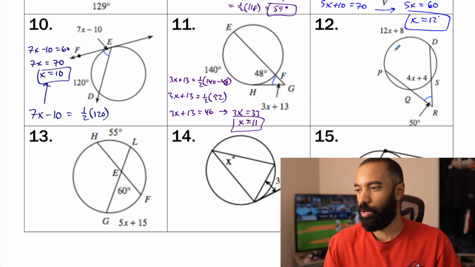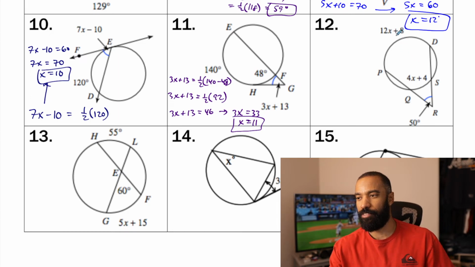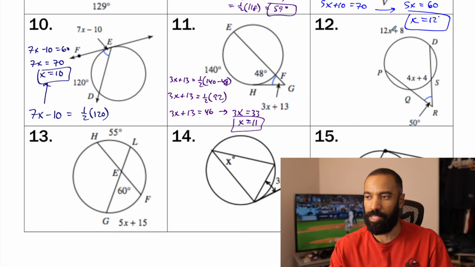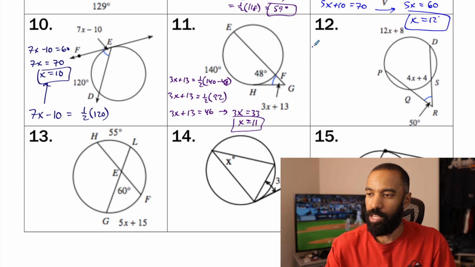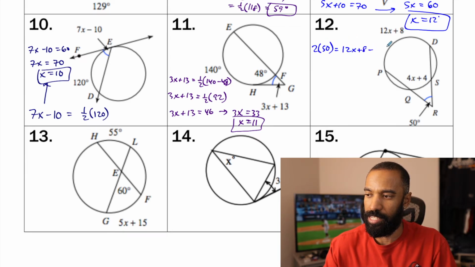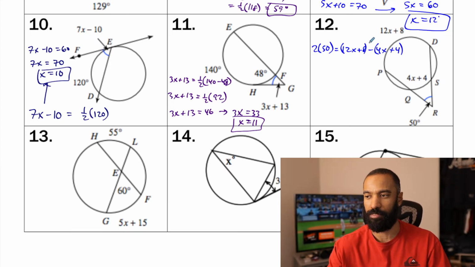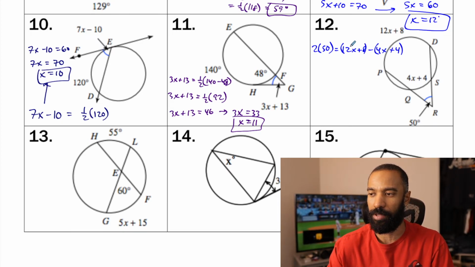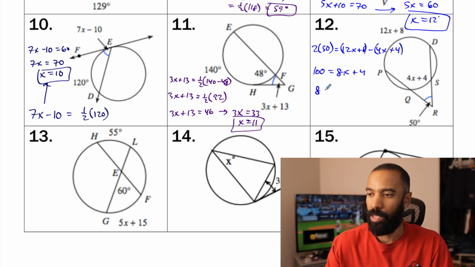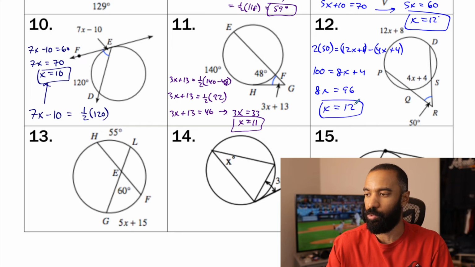All right, once again, this angle is half the difference of these two, but because the x is up here, I'm going to go ahead and double the 50. So if I double 50, I will get the difference of 12x plus 8 and 4x plus 4. Now, the thing you have to do here is quantify the 4x plus 4. Might as well quantify both just to be safe. But I'm subtracting this whole angle here, right? So you're subtracting 4x and you're subtracting 4. So 100 equals 8x plus 4. Subtract 4 from both sides, divide both sides by 8, you get x equals 12.